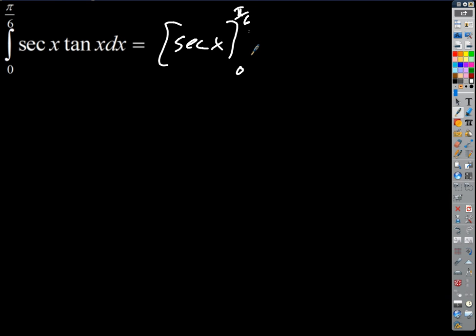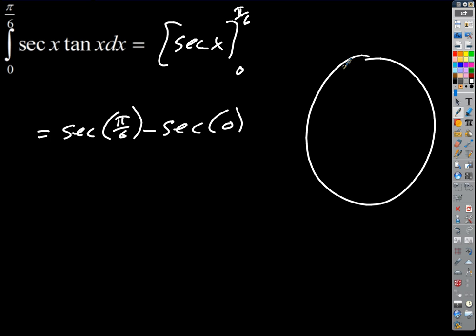pi/6. In other words, the answer is just going to be the secant of pi/6 minus the secant of 0. That's our answer. We go to the unit circle and figure that out. At pi/6 up here, the coordinates are what? Square root of 3 over 2 for the big X, 1/2 for the small y, and then here we're just at 1, 0.